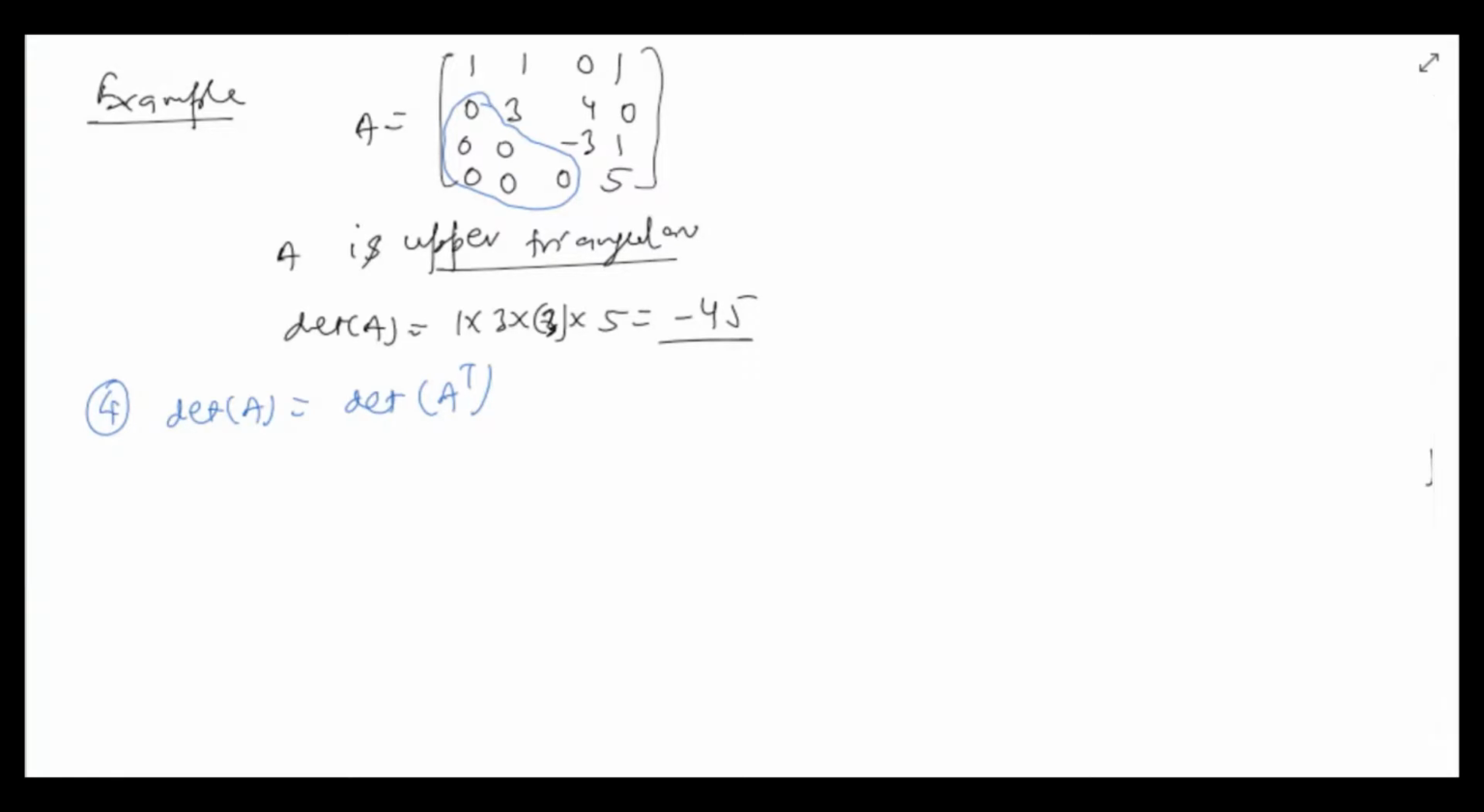Now we will see yet another property. It says that if A and B are square matrices of order n cross n, then determinant of A times B is the product of determinants of A and B. So for A, B, which are both n cross n, determinant of AB is determinant of A times determinant of B.